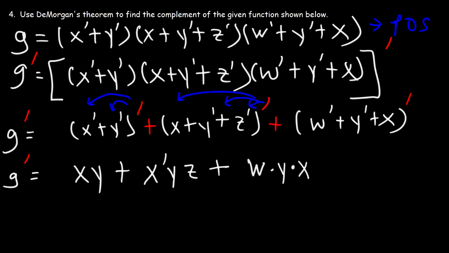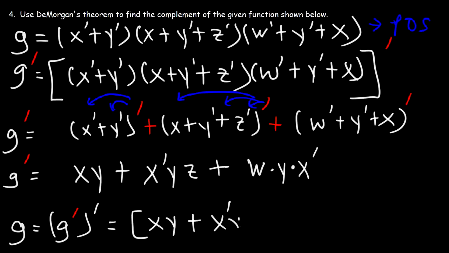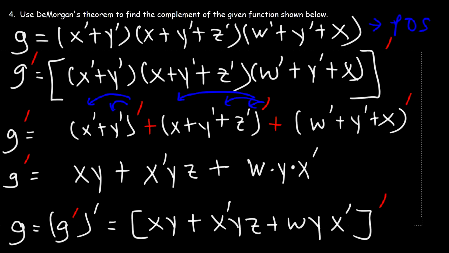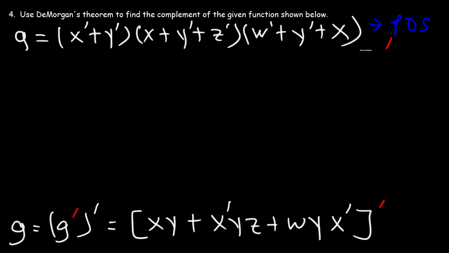So now we're going to try to go backwards. To get g, we are going to take the complement of g prime. So let's write xy plus x prime yz plus w y x prime, all within a bracket, and let's put the complement symbol outside of that. So what do you recommend that we should do in this case?